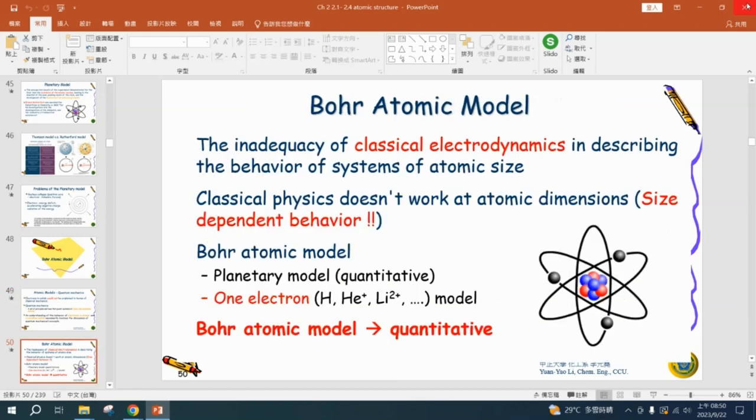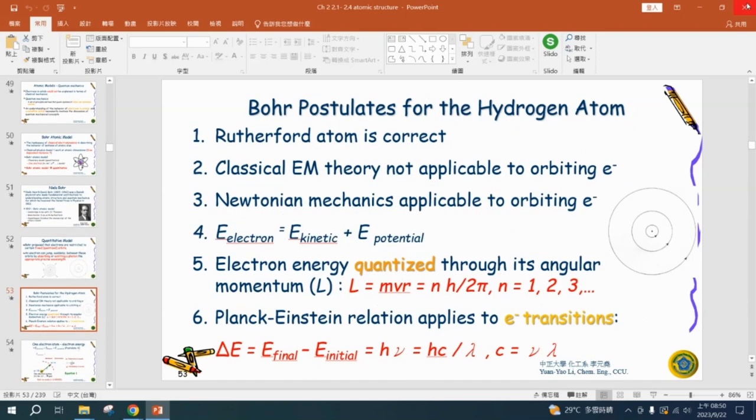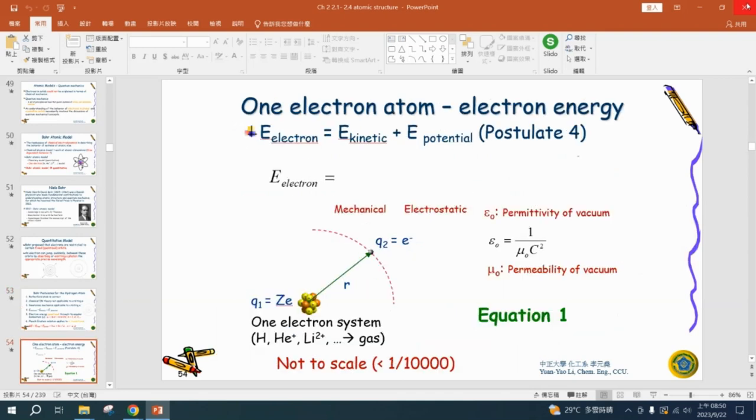Okay? And there are four important postulates. We call these the four postulates for hydrogen atoms. These postulates are very important in order to find an equation to describe the Bohr atomic model. And we already derived the equations for the atomic model using these postulates. We use the energy of the electron, which is equal to the kinetic energy of the electron plus the potential energy of the electron.